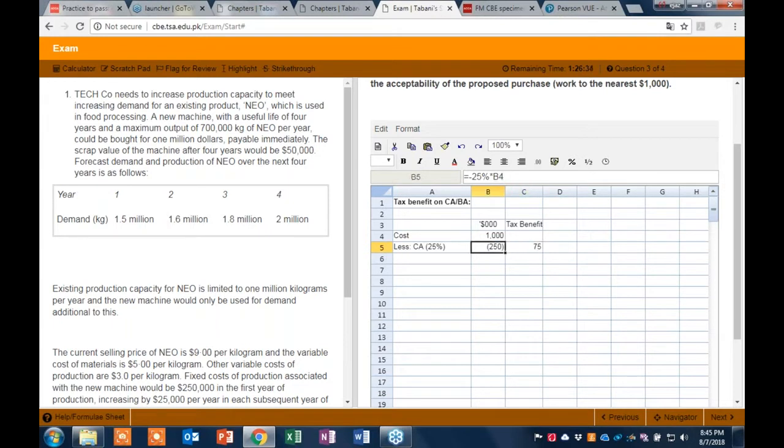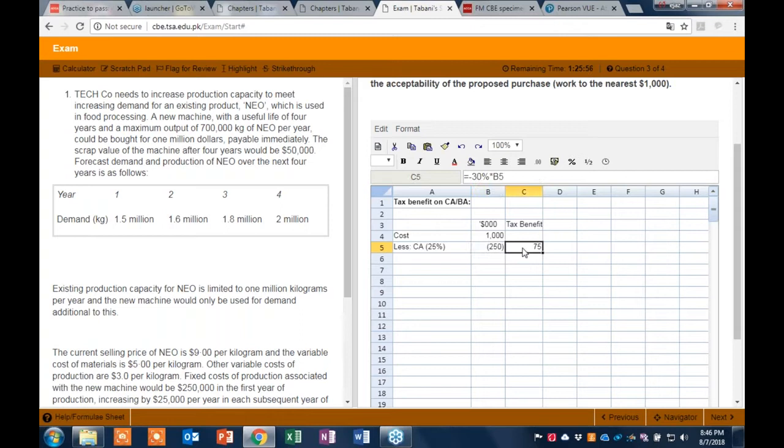Okay, let me explain again. In the first year, this company will calculate its tax allowable depreciation, which is 25% of the cost, 25% of 1,000, which is 250,000. This capital allowance will be claimed as a tax expense, and the taxable profit will be reduced by 250,000, which means that the company can save tax at the rate of 30% on this 250,000.